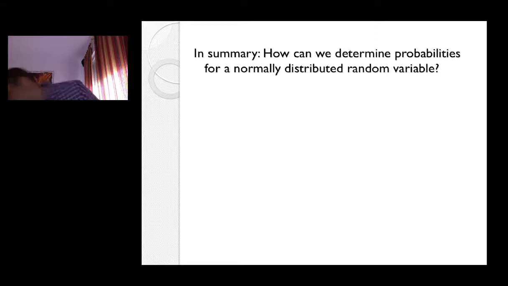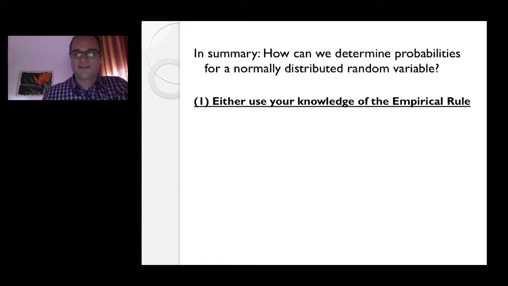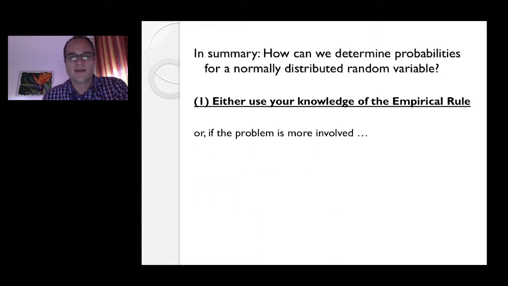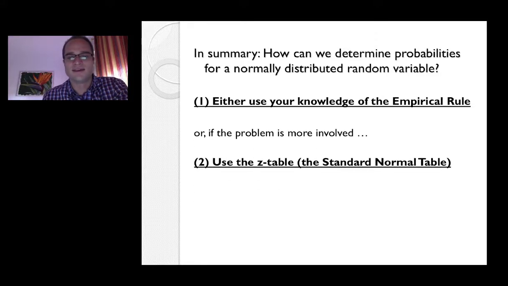So in summary, how can we determine probabilities for a normally distributed random variable? Well, if the problem allows, if the area under the curve of interest falls within nice integer values in terms of standard deviations, we can use the empirical rule. Okay, if it's 1, 2, 3, or any combination of standard deviations above or below the mean. But for anything beyond that, we'd like to use the z-table.